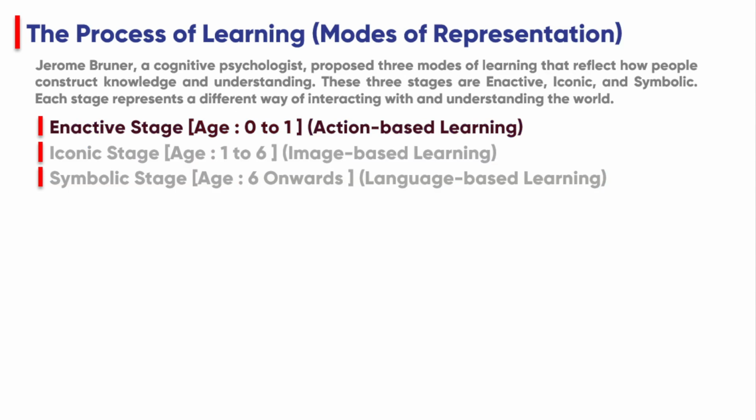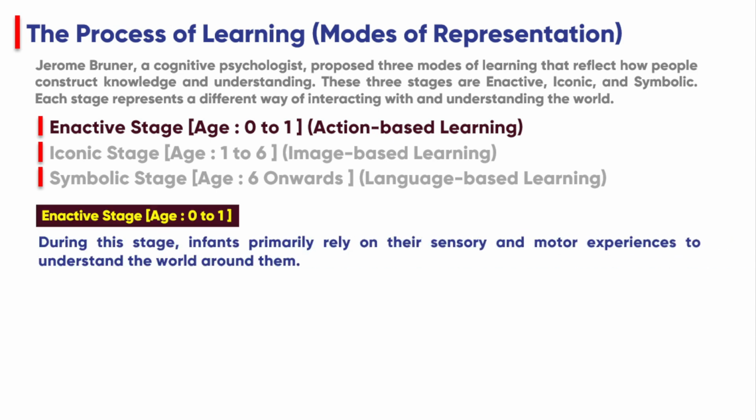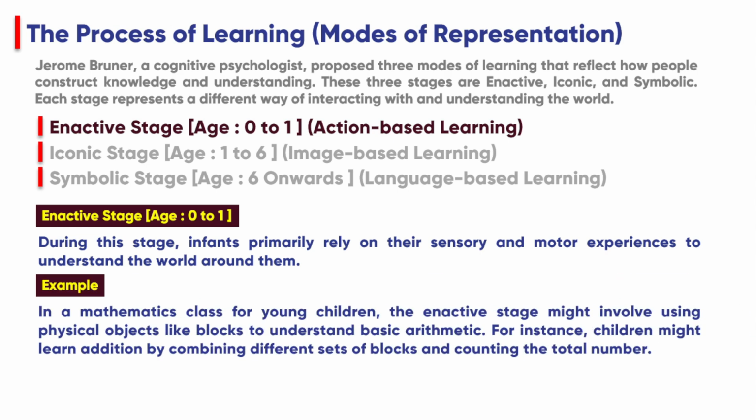The first stage is the enactive stage, which is from age 0 to 1. This is basically the action-based learning stage. During this stage, infants primarily rely on their sensory and motor experiences to understand the world around them. In a mathematics class for young children, the enactive stage might involve using physical objects like blocks to understand basic arithmetic. For instance, children might learn addition by combining different sets of blocks and counting the total number.